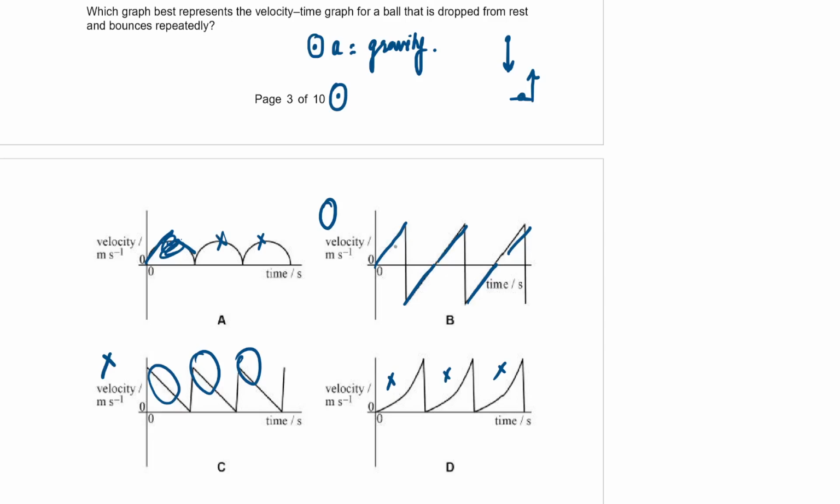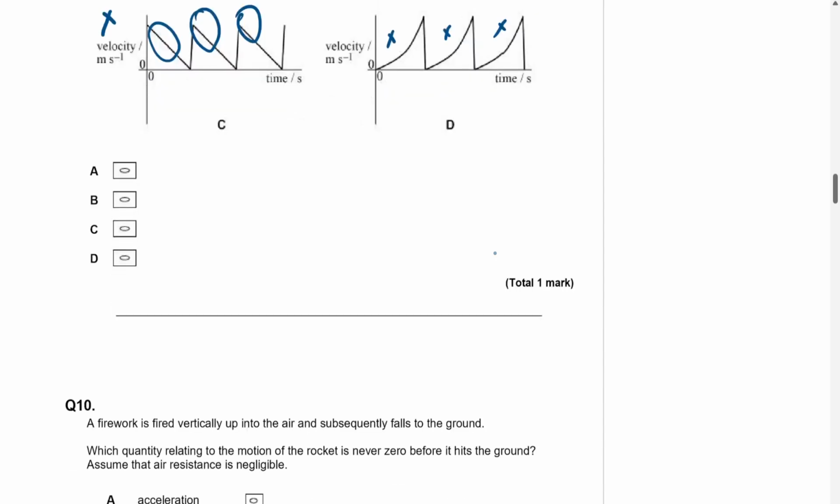Now let's understand why the lines are parallel. What do these lines show? Why are these lines parallel? What does the gradient of a VT graph give us? The gradient of a VT graph gives acceleration, and because it is acted upon only by one acceleration, that is gravity, which is the same, they all have the same gradient. It is always under only one acceleration, that is acceleration due to gravity. Now the answer is B.